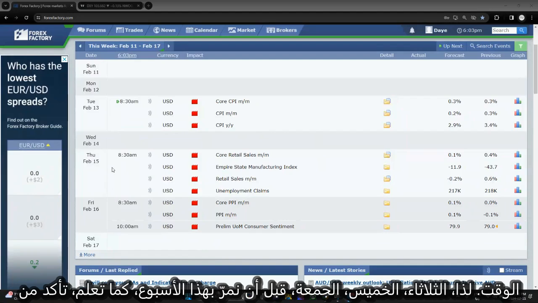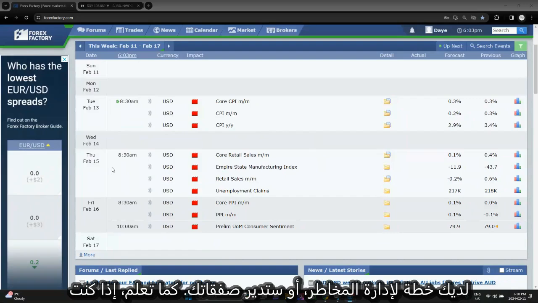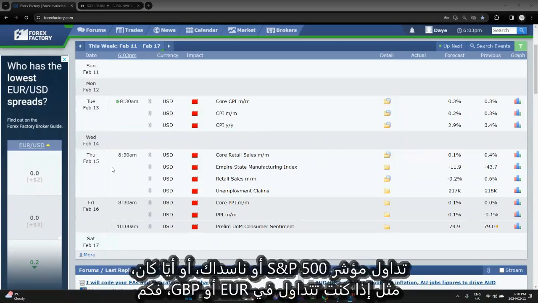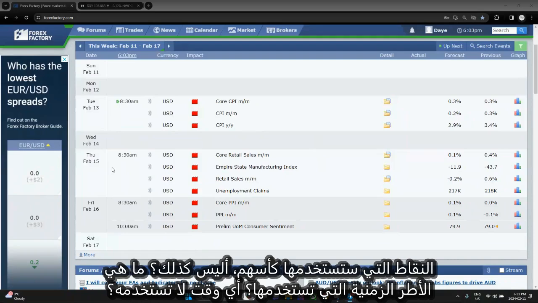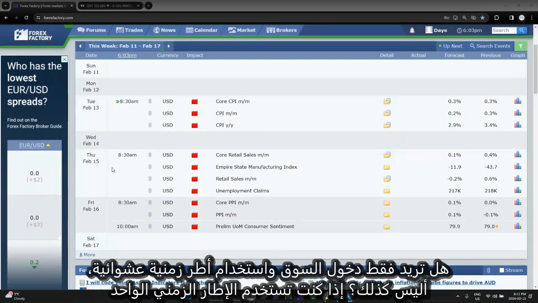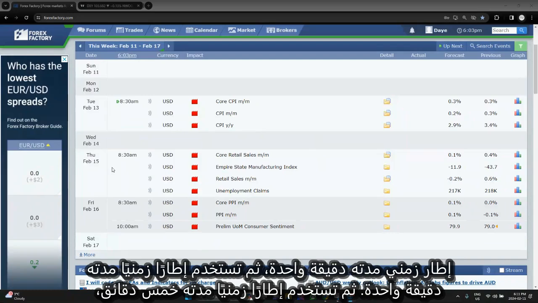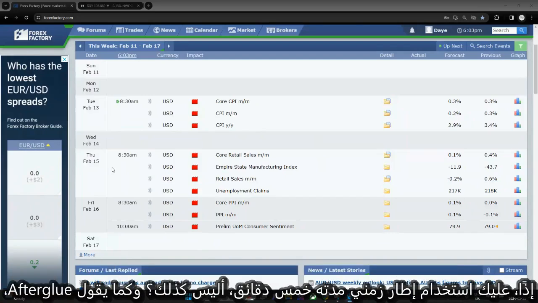Tuesday, Thursday, Friday, before going to this week, just make sure you have your plan for risk management, how you're going to manage your trades. If you're trading the S&P 500 or NQ or whatever it is, like if you're trading EU, GU, how many points you're going to use as your stop, right? Which time frames do you use? You don't want to just be going into the market and just using random time frames, right? If you use the 1 minute time frame, then you use the 1 minute time frame. You use the 5 minute time frame, then you just use the 5 minute time frames, right?